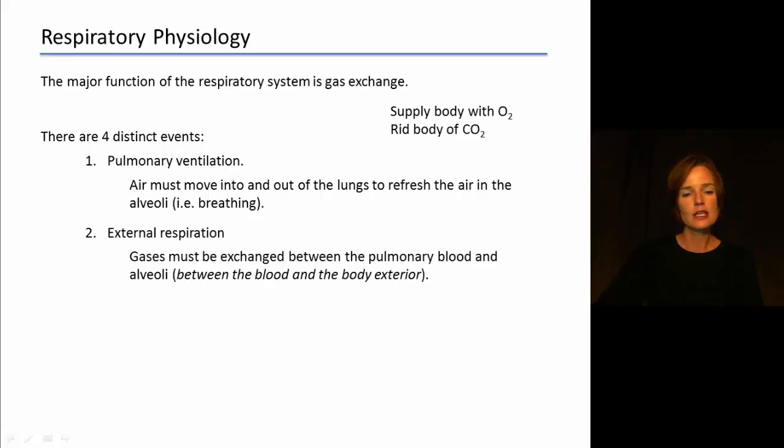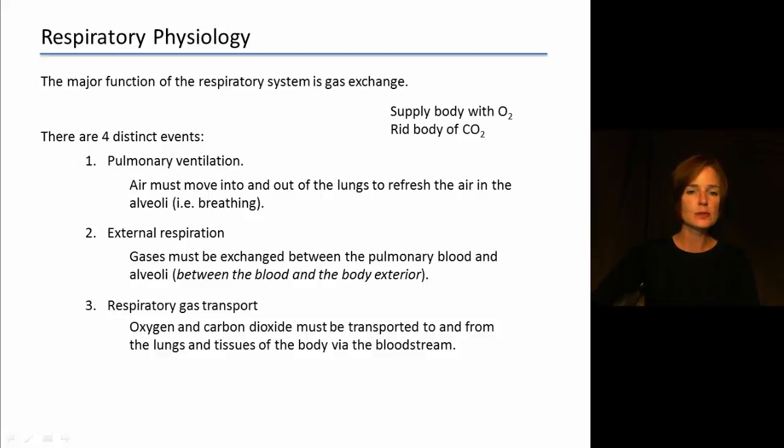External respiration is when the gases are exchanged between the pulmonary blood and the alveoli. We call it external, which means exit, and this is when the blood and the body exterior are exchanging gases. Respiratory gas transport is step number 3. Oxygen and carbon dioxide must be exchanged and transported to and from the lungs and the tissues of the body. This is via the bloodstream.